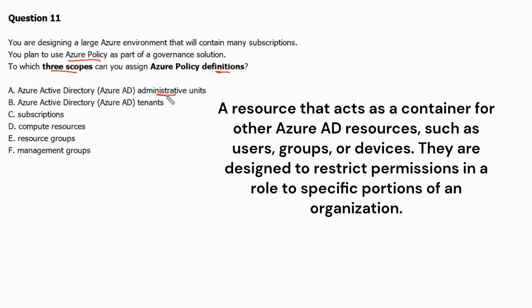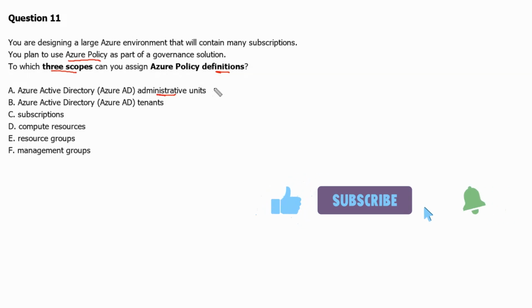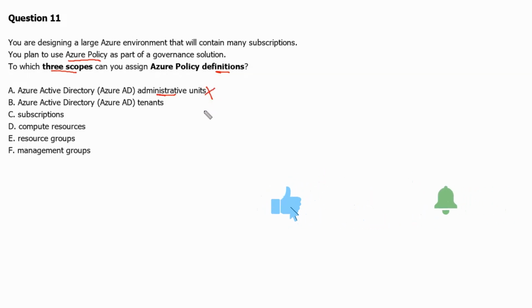Administrative unit is a resource that acts as container for other Azure Active Directory resources such as users, groups, or devices. They are designed to restrict permissions in a role to a specific portion of an organization, and it is not used as the scope for Azure Policy. Therefore, it is incorrect answer.